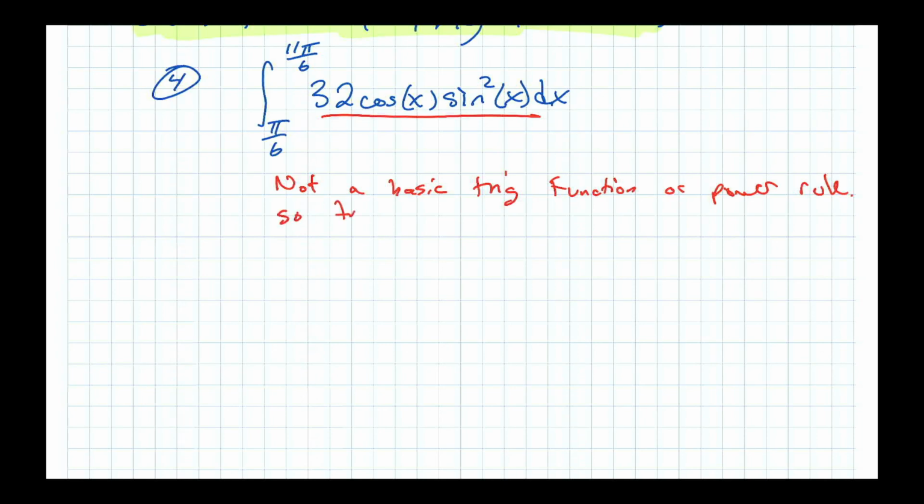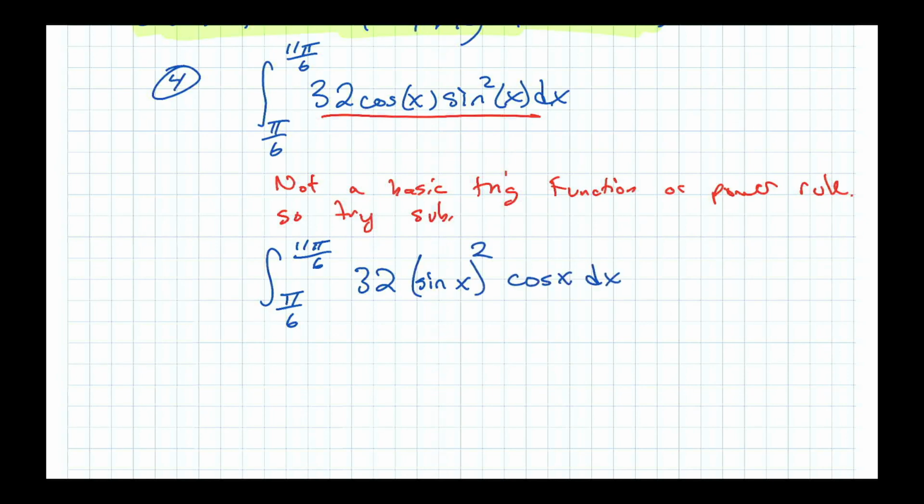So try substitution. And before I do that, I want to rewrite this as 32. I'm going to put the cosine at the end. Write this sine x squared cosine x dx. Okay, so make sure you understand this, right? Like sine x quantity squared is what this means when you say sine squared x. That means the sine of x, and then you square it. Okay, so I haven't done anything, I just rewrote it.